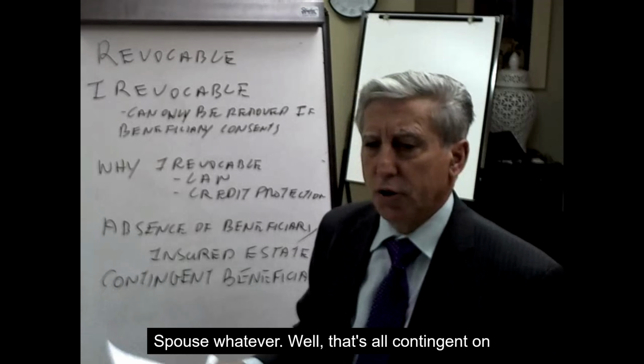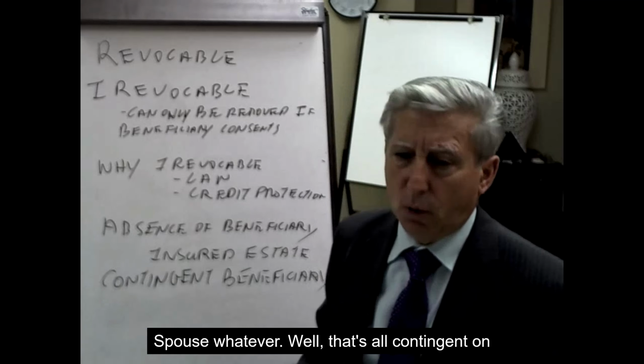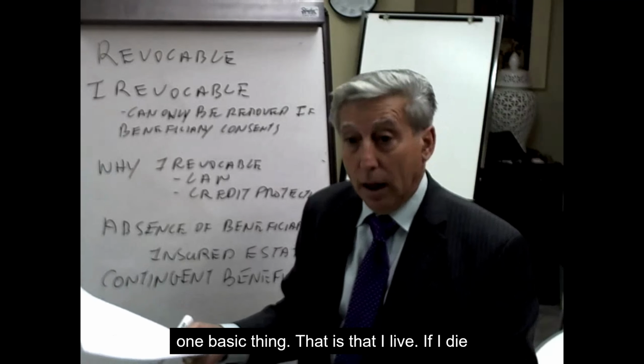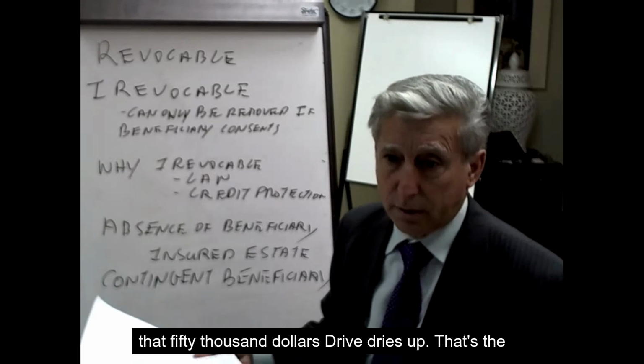So the obvious question is, why would anybody name anybody irrevocable, given what I've just said? Well, sometimes you don't have much of a choice. In other words, the law says you have to do it. A perfect example of this is in a marital breakdown. If I have a spouse and we are going to be divorced, and I have to provide child support and spousal support, let's just, for simplicity's sake, say I have to give $50,000 a year to my ex-spouse. Well, that's all contingent on one basic thing: that I live. If I die, that $50,000 dries up. That's the end of that, okay?